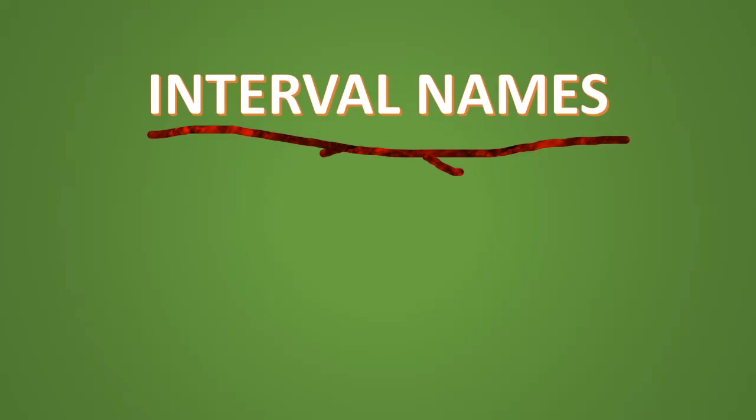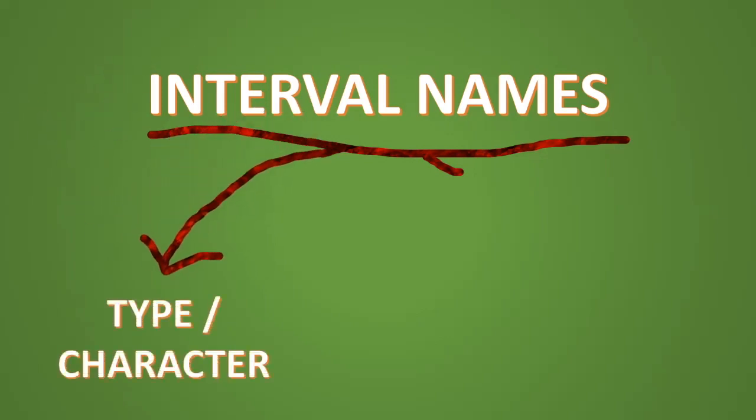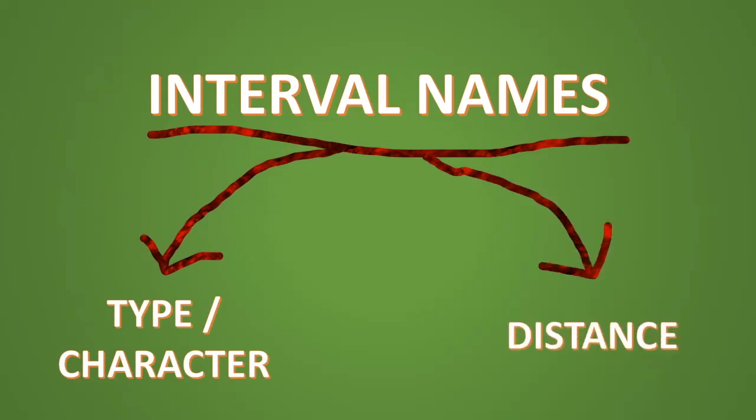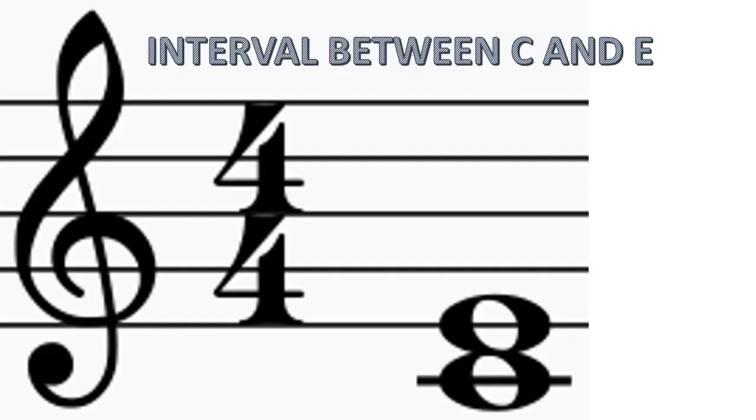The first name of an interval tells us its type or character. The second name of an interval tells us the distance between the two notes. Let's focus first on how to identify the distance between two notes. Here we have a staff with a C and an E. To figure out the distance between the two notes, I label the bottom note, in this case C, as 1.